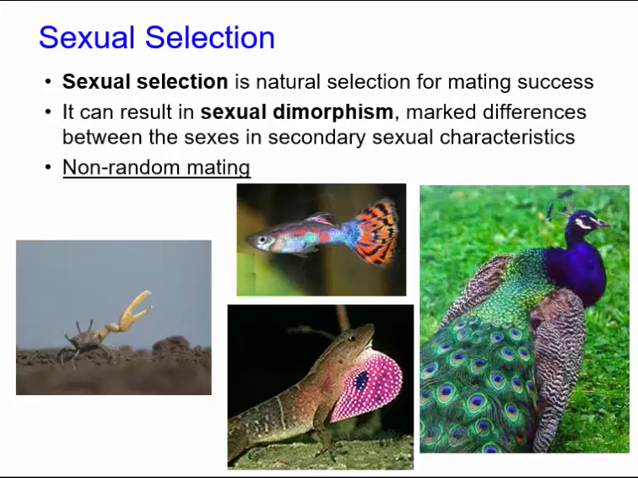Another kind of selection is called sexual selection, and this connects to the idea of non-random mating. So this might tie in with something called sexual dimorphism. Dimorphism is where you see two different morphologies. When we see sexual dimorphism, we might see where males and females of a species look different. That's what that's all about.